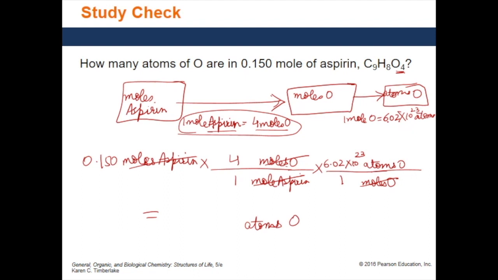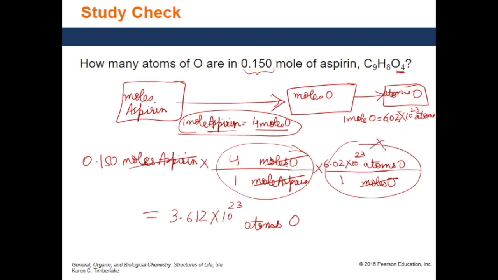Plug this into your calculator. It would give you 3.612 times 10 raised to power 23 atoms of oxygen. And how many sig figs are we looking for? The only relevant sig fig here is coming from 0.150. This is an exact number. This is also exact, so we don't care about sig figs. This is 3 sig figs, so we want the final answer to have 1, 2, 3 sig figs, which is 3.612 times 10 raised to power 23 atoms of oxygen.